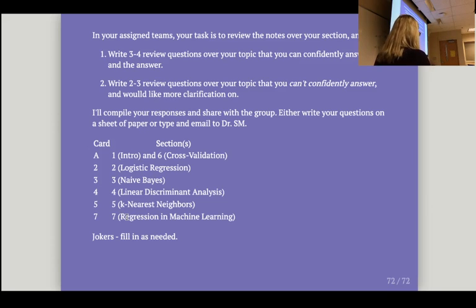So, you've got about 20 minutes to complete this. You can either write your answers on a sheet of paper or type them up and email them. I'm going to compile the lists that you guys create and disseminate them out, so you'll have the review questions from all of the groups. I'll also fill in some answers for those questions that you can't confidently address.